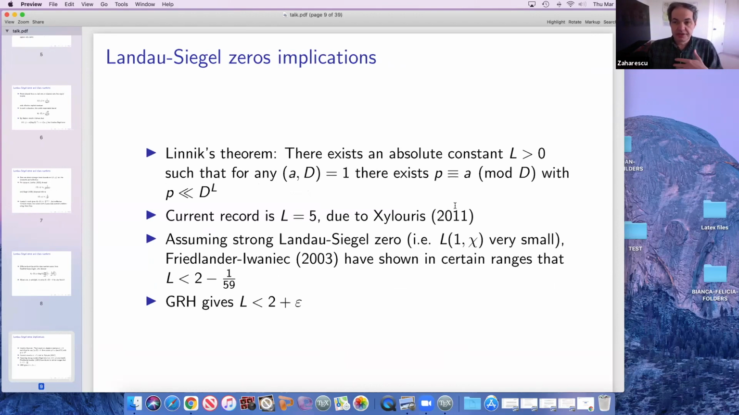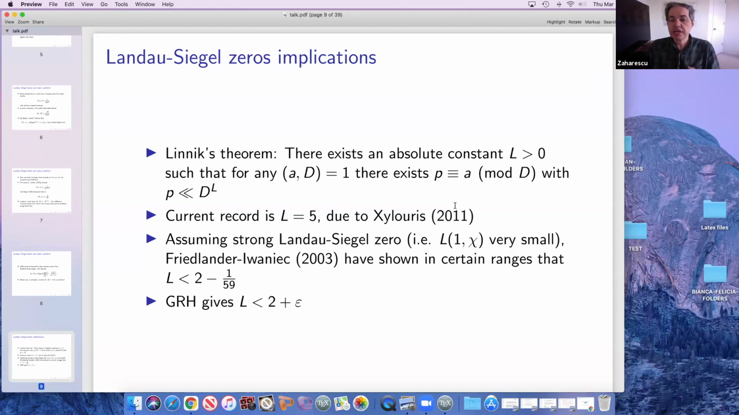Now some results use knowledge of Landau-Siegel zeros. Knowledge in the sense that you can do something if you assume that Landau-Siegel zeros do not exist, and you can do something else if you assume their existence. Sometimes, maybe surprisingly, the results are better if you do assume the existence of a Landau-Siegel zero or a sequence of Landau-Siegel zeros.